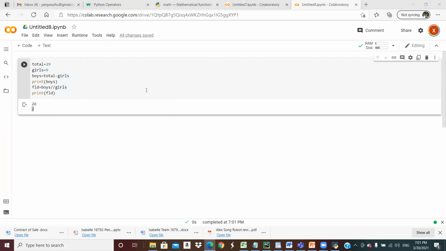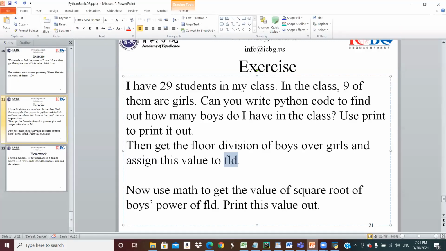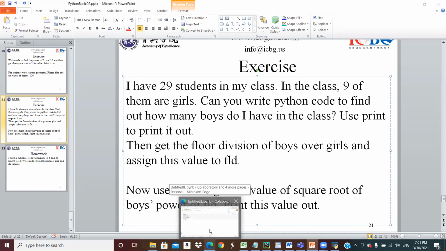All right. So let's do the next one then. Now use math to get the value of the square root of boys to the power of the floor division. Boys power, and then print this value out. Okay. All right. So how do I do it?